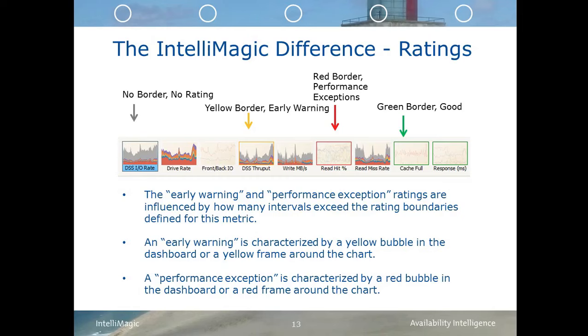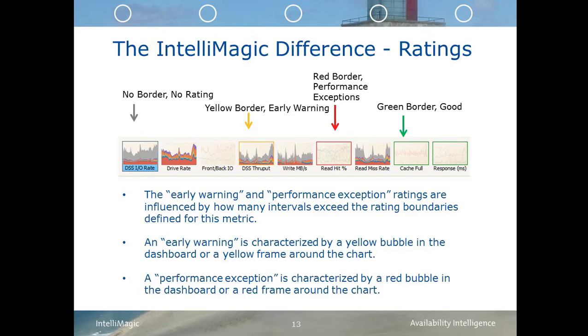One of the key features of IntelliMagic Vision is the ratings we attach to performance reports. Ratings are how key risk indicators are surfaced and provide an at-a-glance view of performance health. A rated chart is characterized by a colored border, with green being good, yellow an early warning, and red indicating there is a performance exception. Charts with a gray border or no border at all are not rated.